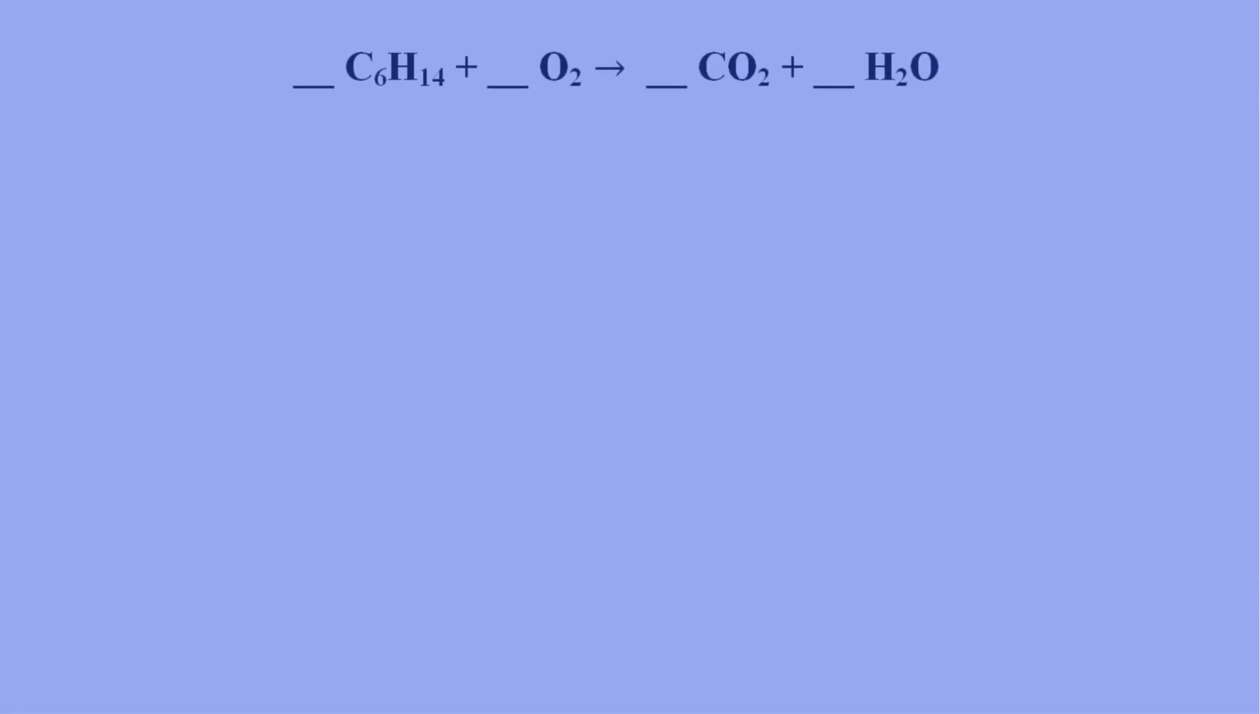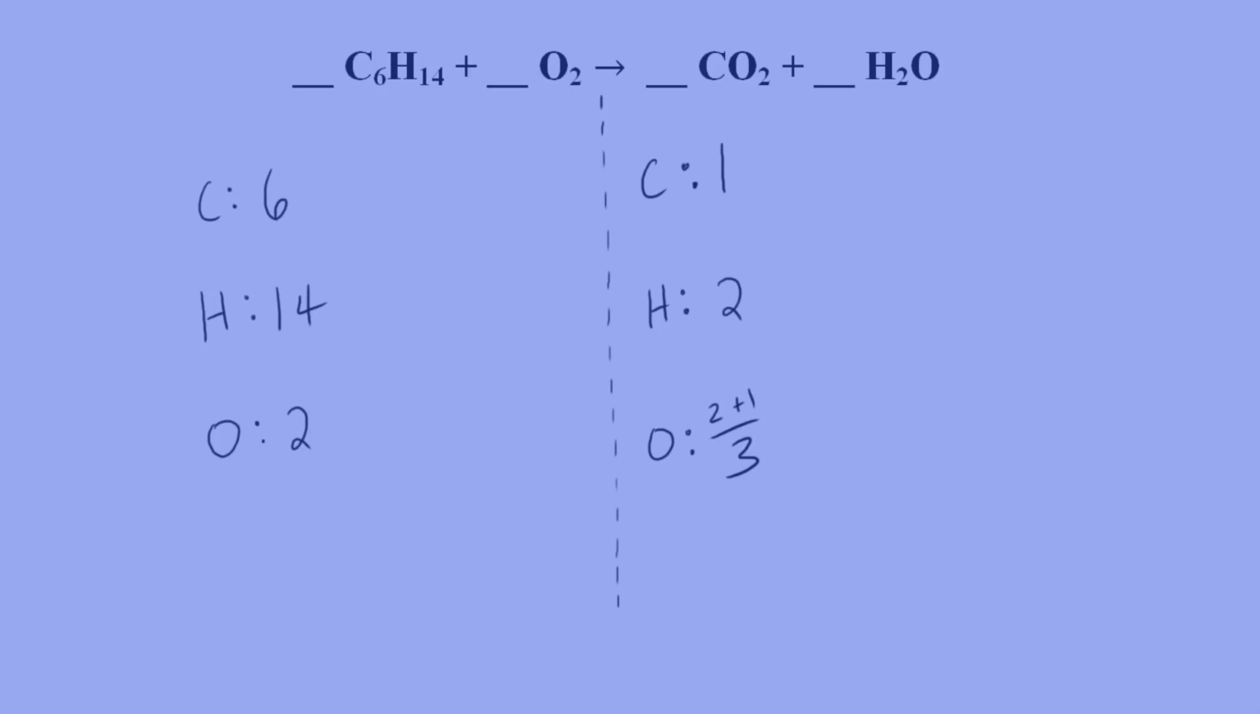Now, one more example. And as usual, step number 1, divide into 2 sides and label what elements we have. And filling in how many of each element I have. And now starting to balance, doing oxygen last. For carbon, I need to put a 6 here, which gives me 6 carbons, and 6 times 2 plus 1, 13 oxygens. Now balancing hydrogen, I need to put a 7 here. That gives me 7 times 2, 14 hydrogens, and for oxygen, 6 times 2 plus 7 times 1, 19 oxygens.